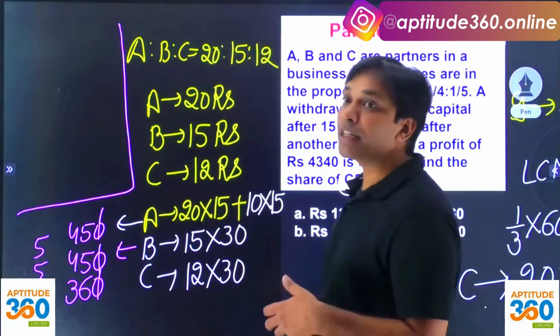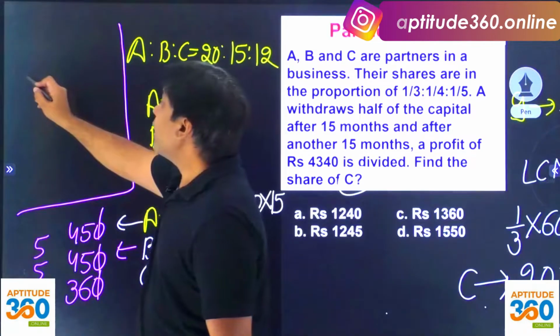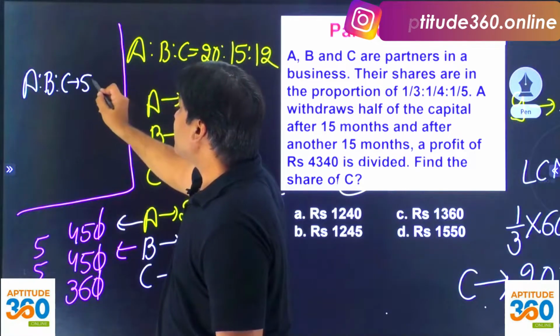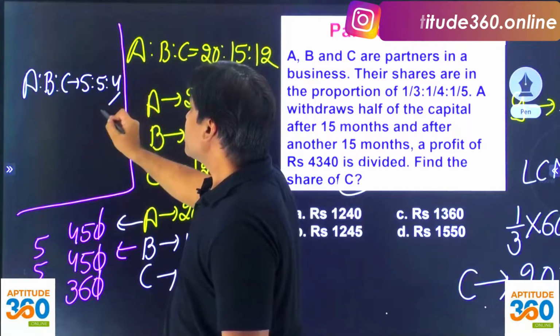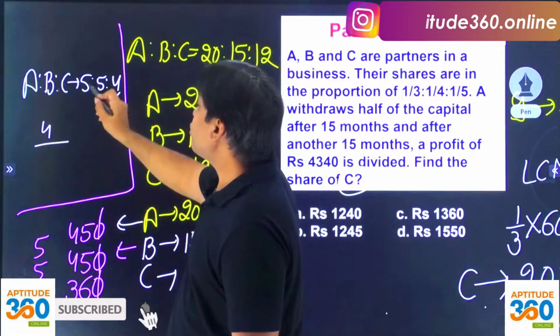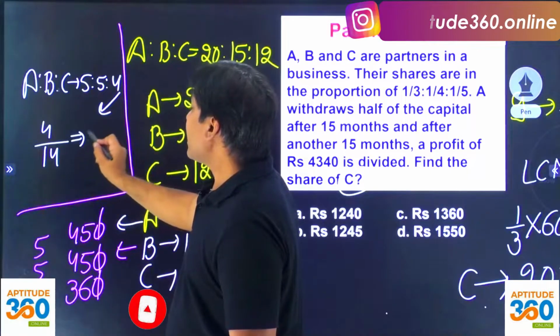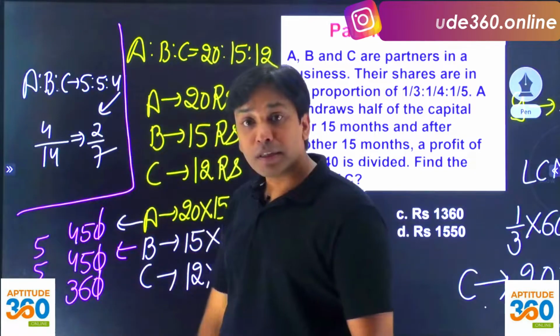They're asking you to find out the share of C. So here A is to B is to C. They are being given profit in the ratio of 5, 5 and 4. So the share of C is going to be what? 4 divided by 5 plus 5 plus 4, which is 14. Or you might say 2 by 7 of the total profit.